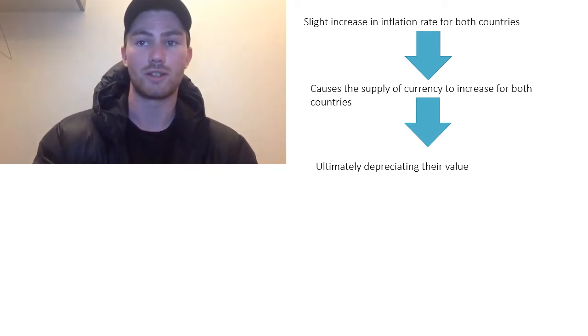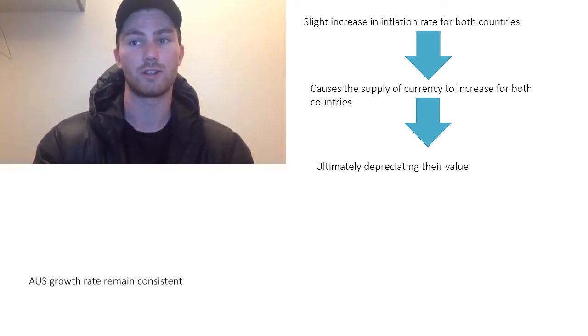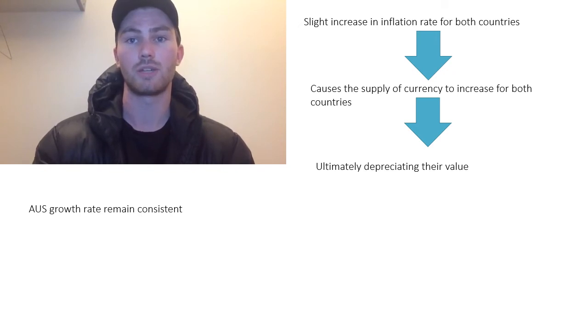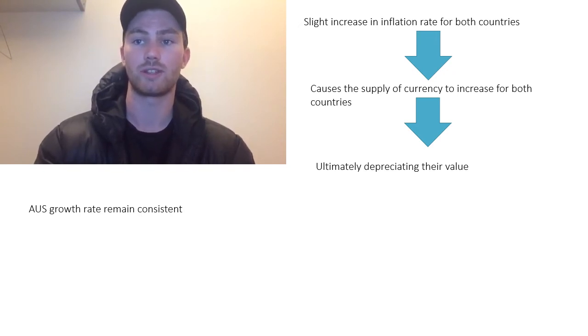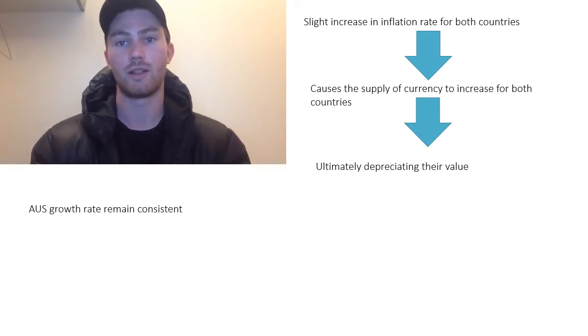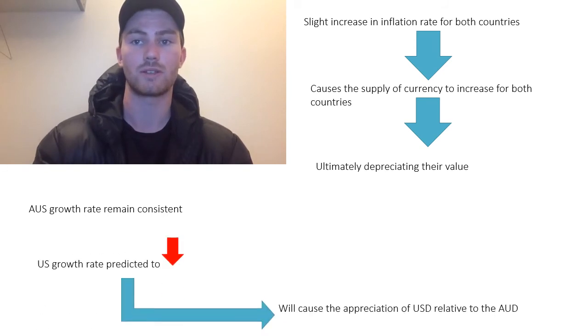The RBA predicts the Australian growth rate will remain fairly consistent. However, the US growth rate is projected to decrease by the beginning of 2018. The decreasing growth rate of the US, however small, may lead to a potential appreciation of the US dollar relative to the Australian dollar.